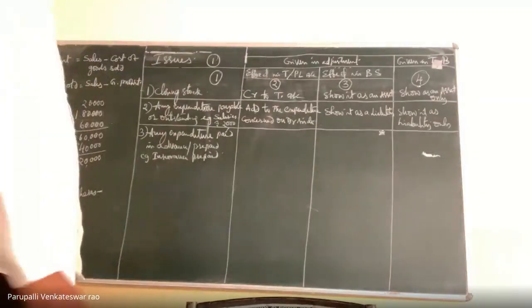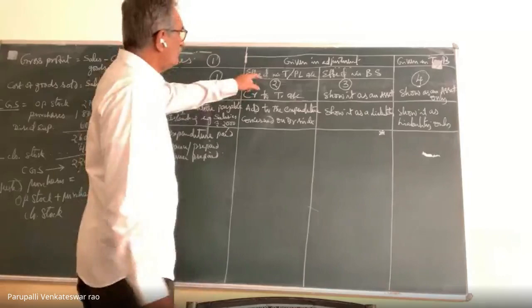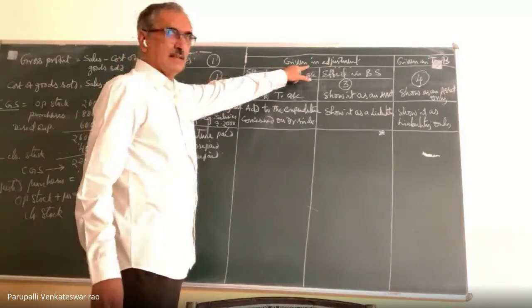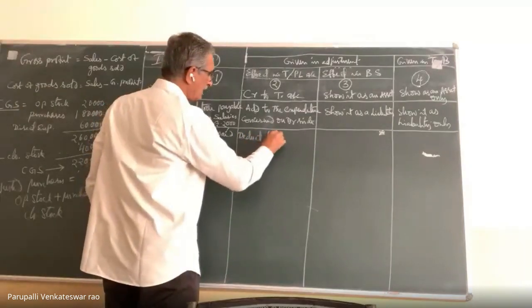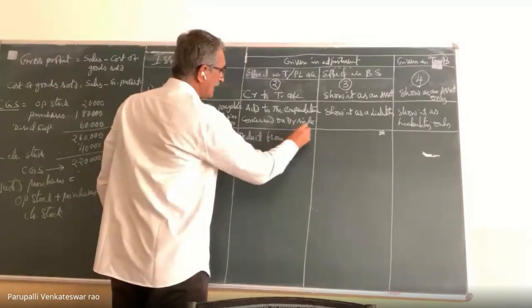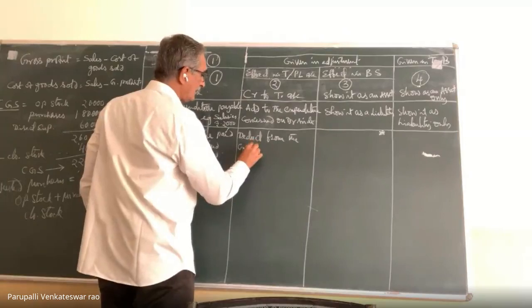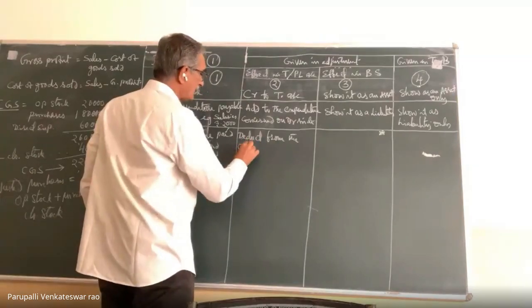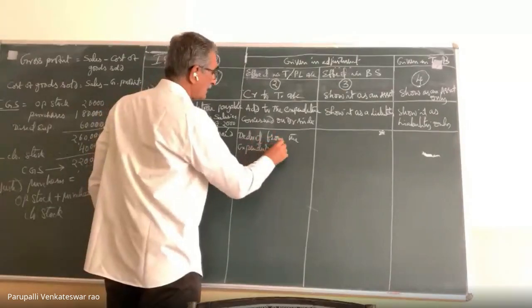The journal entry shall come to it. What to do if it is given in the adjustments? Deduct from the expenditure concerned in the trading or profit and loss account. Deduct from the expenditure concerned.